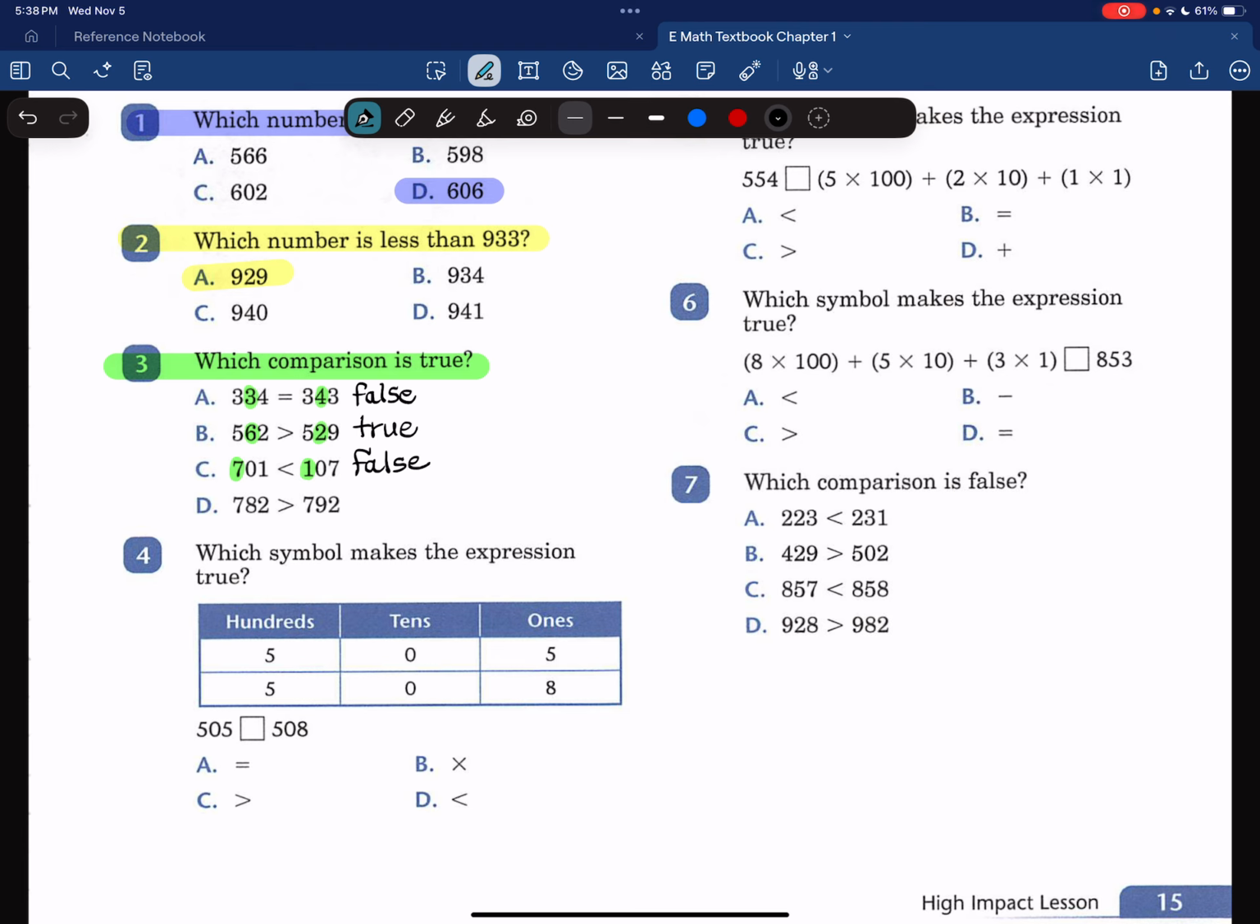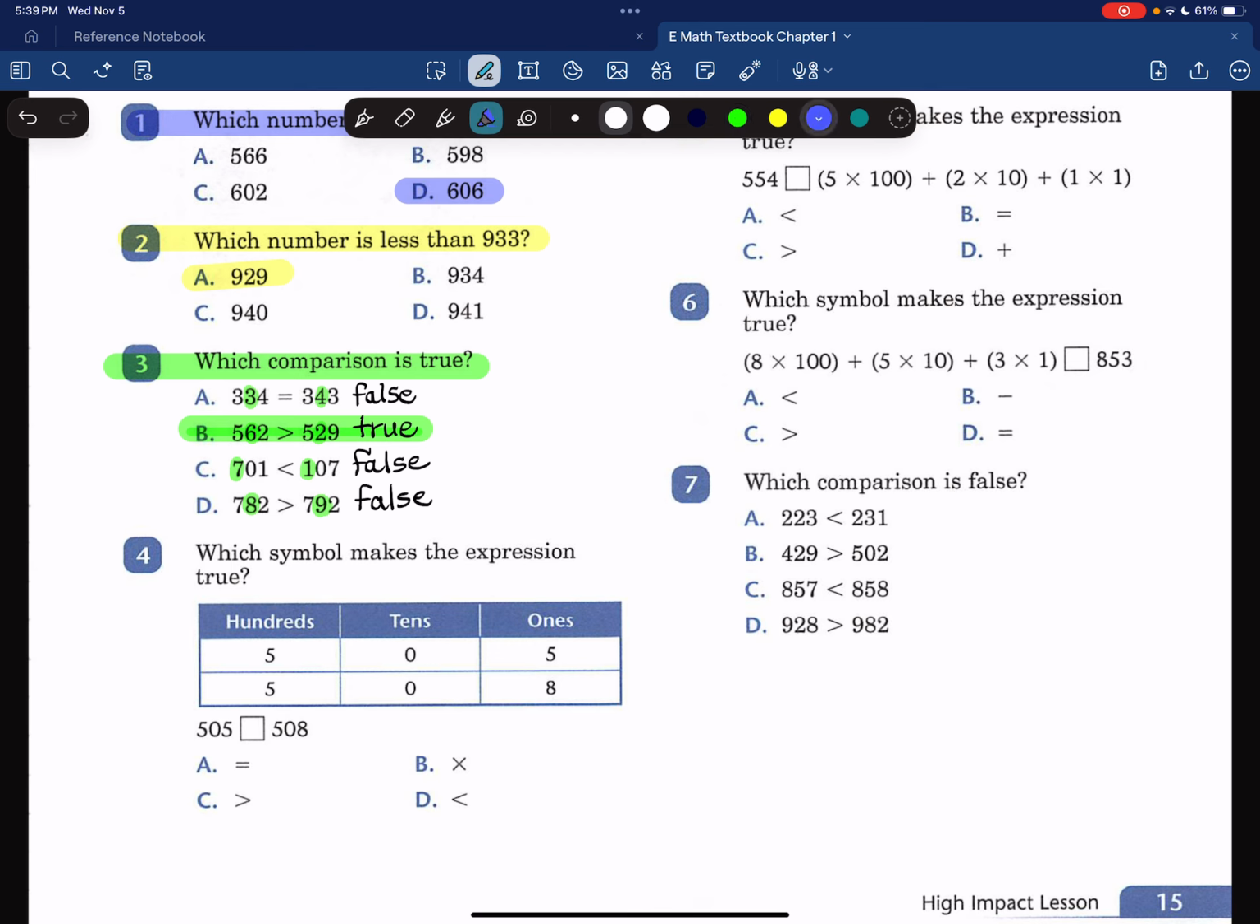782 is more than 789. Well, the 7s are the same, but the 8 is not bigger than the 9. So the one that we want is B, as in Bravo. This statement is true. Again, look at all your choices, make the best choice. Get rid of answers you know cannot be true.